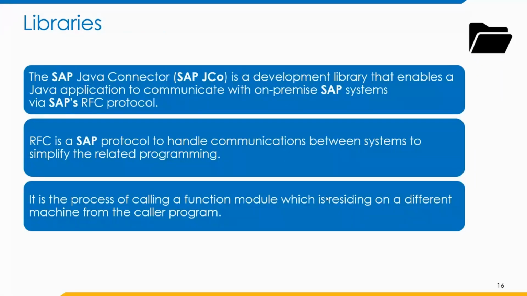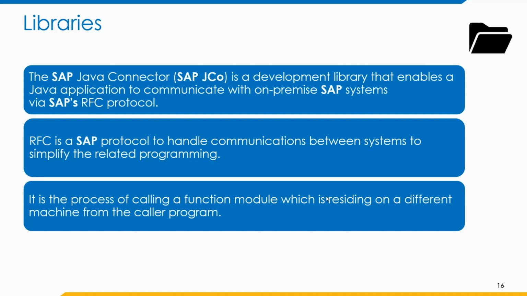Coming to libraries, the SAP Java connector, SAP JCo, is a development library that enables a Java application to communicate with on-premise SAP systems via the SAP RFC protocol. RFC is a SAP protocol to handle communications between systems to simplify the related programming. In this process, we call a function module which resides on a different machine from the caller program. These are the function modules whose functions will be called from the external systems in order to invoke some specific action in the SAP system.